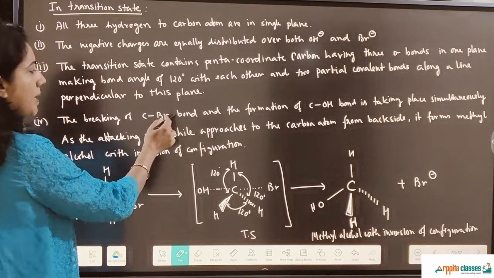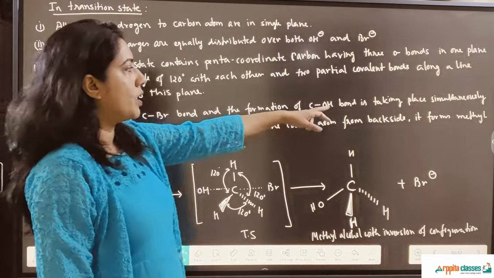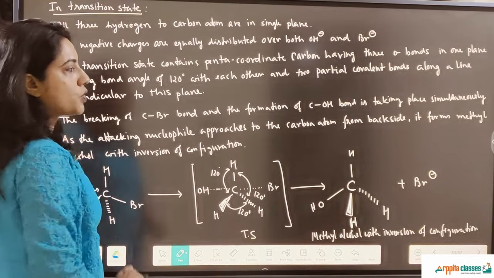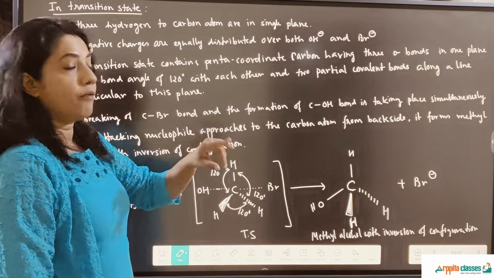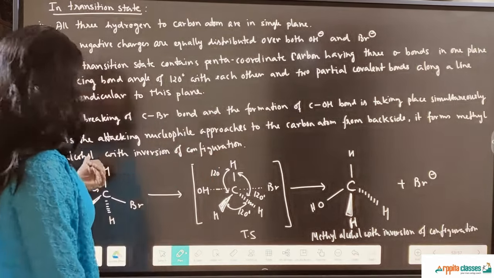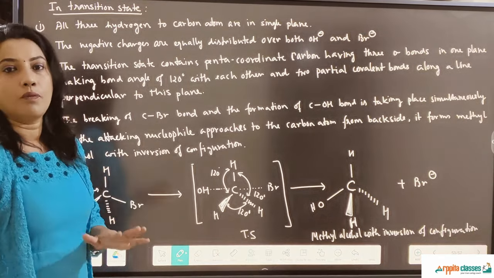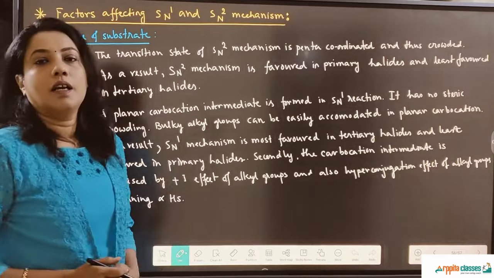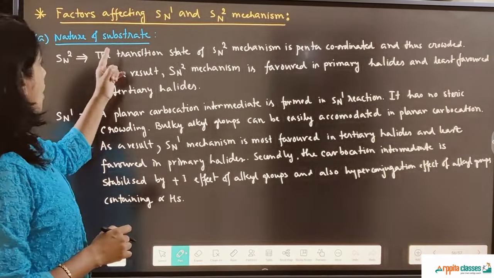The breaking of the C-Br bond and the formation of the C-OH bond take place simultaneously as the attacking nucleophile approaches the carbon from the backside. It forms methyl alcohol with inversion of configuration. Very, very important. So the first factor is the nature of the substrate.